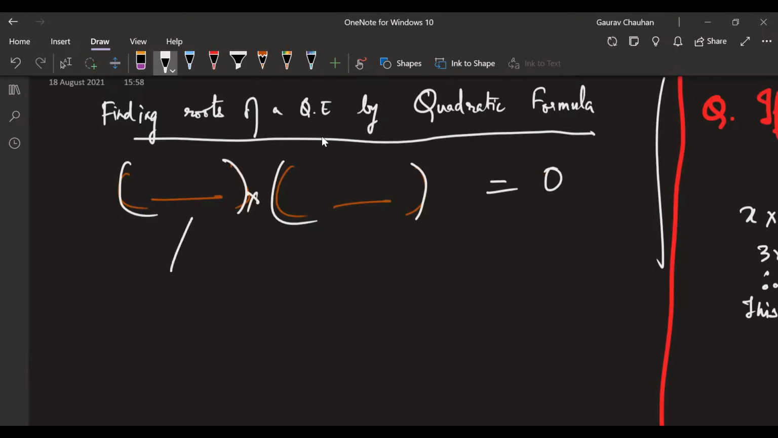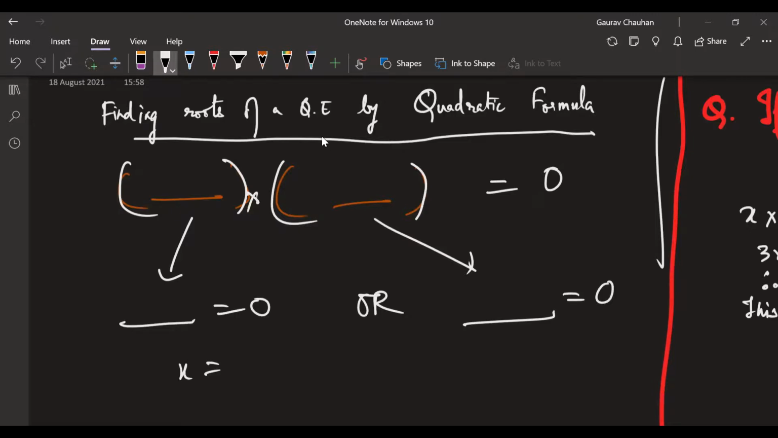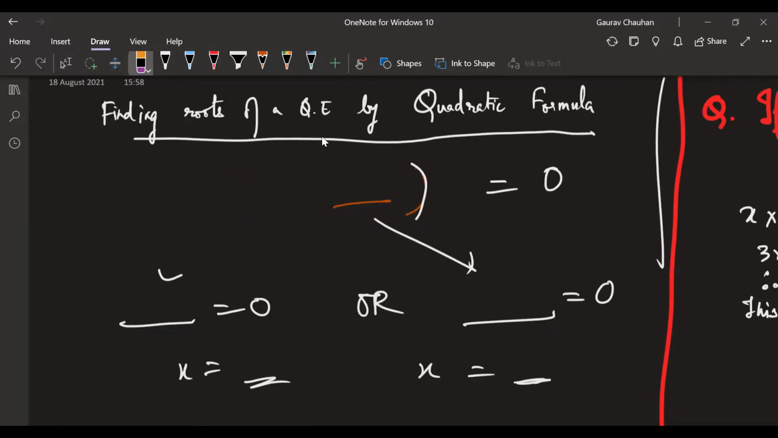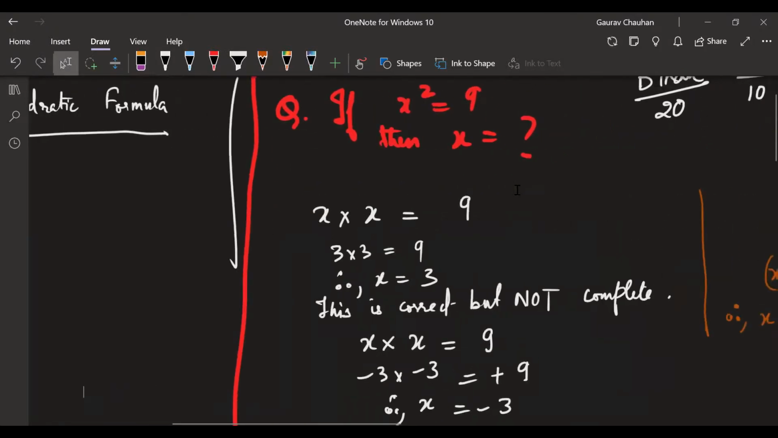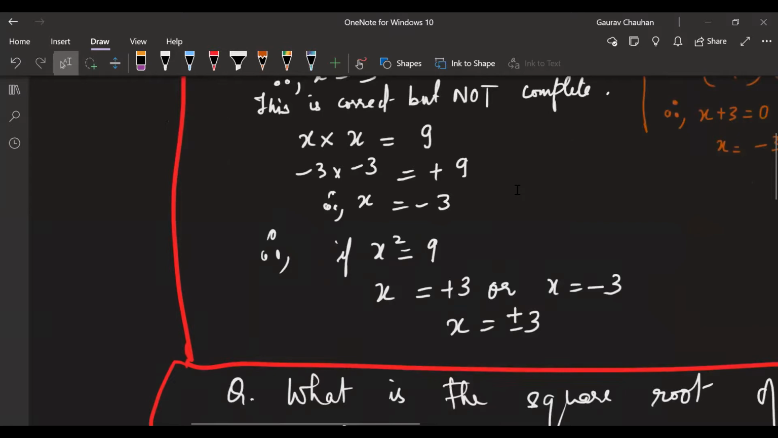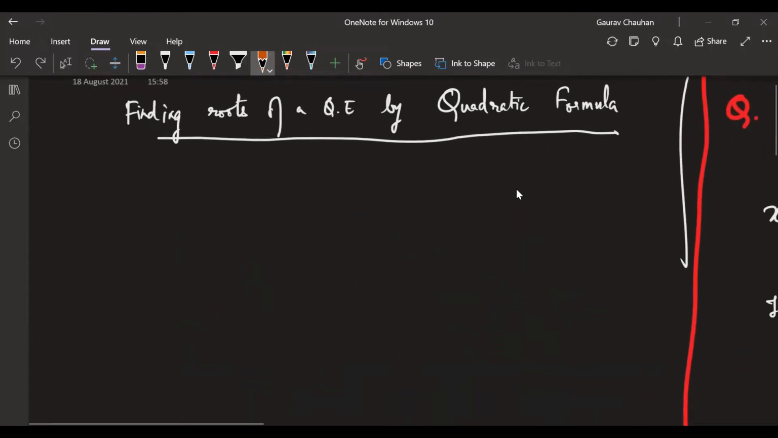This into this is equal to 0. So the first one is equal to 0, or this one is equal to 0. We do it like that, and from both of these we get x is equal to something and x is equal to something. Two different answers we get. Sometimes we also get two same answers, but basically there are two answers. There are two roots to a quadratic equation. That's an important realization. Just like there are two square roots of any positive number, there are two roots to a quadratic equation also.